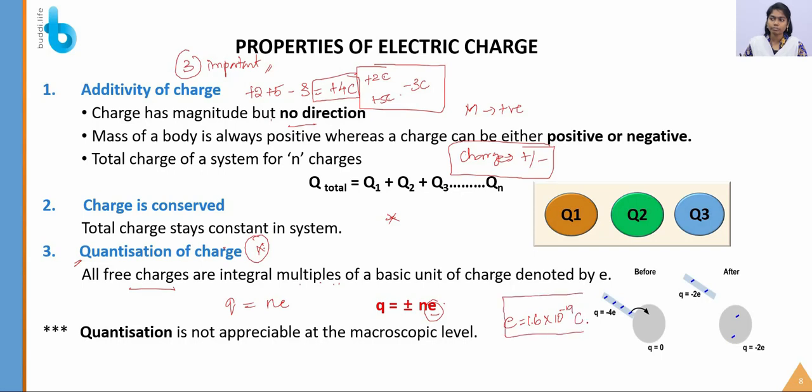This is the magnitude of the charge, right? So here n is nothing but an integer, which is positive or negative. And also you have to remember that quantization is not appreciable at the macroscopic level, it is only for the microscopic level.